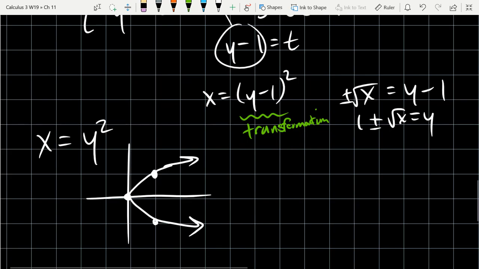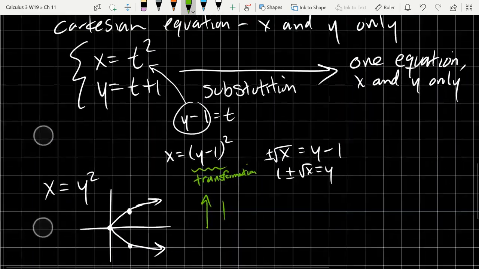Now, whenever you perform transformations like this, it's going to be the opposite of what it looks like. So it looks like shift down one, but this is actually going to shift up one. I don't want to go back through the whole graphing, but this very much gets back to pre-calculus 1 graphing transformations. So it's that parabola I just drew, shifted up one.